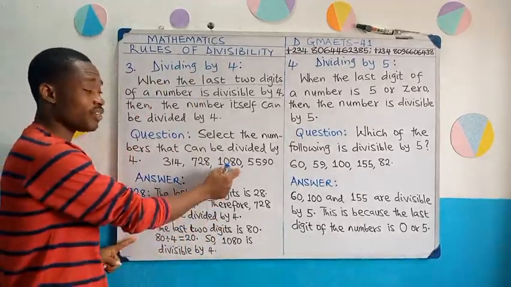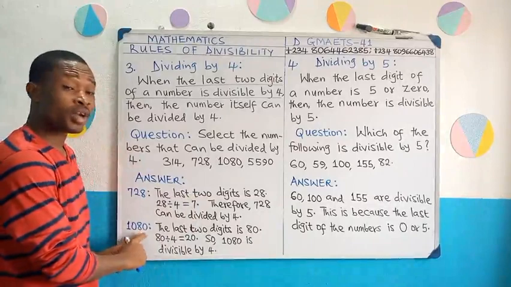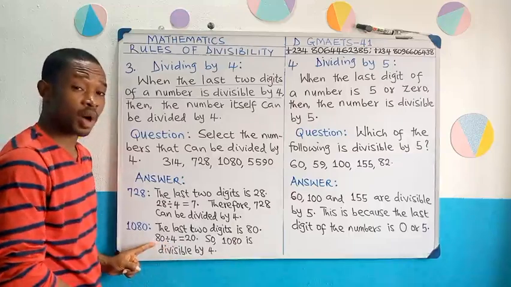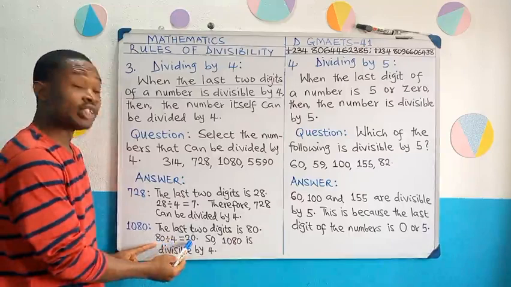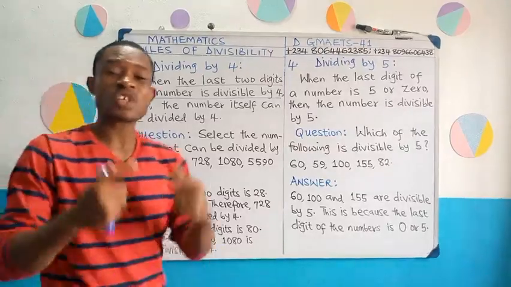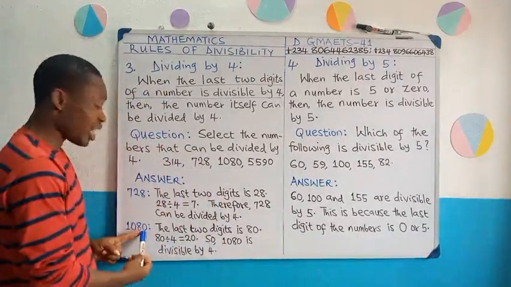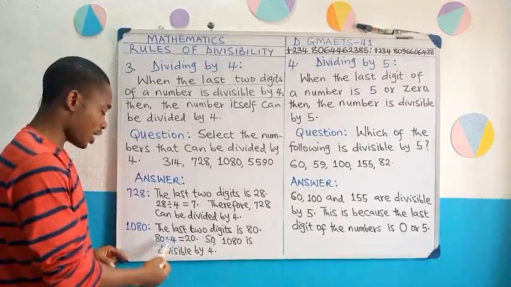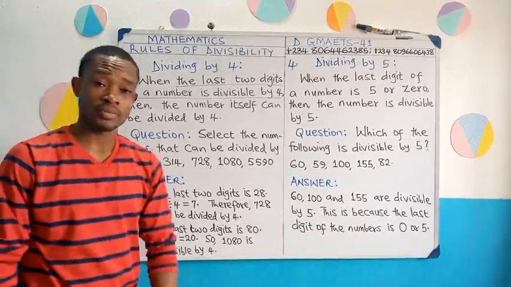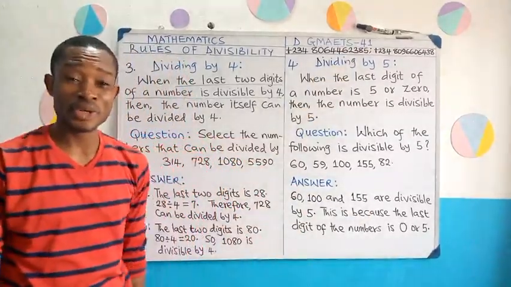The next number that 4 can divide here is 1080. Why? The last 2 digits of 1080 is 80. Now, 80 divided by 4. Yes, it's possible. 4 can divide 80 and we will get 20. Remember, I'm not doing the division yet. I just want you to know the rules. Very important. Now, because 4 can divide the last 2 digits 80, it simply means that 4 can also divide 1080. Let's move on to the next rule.